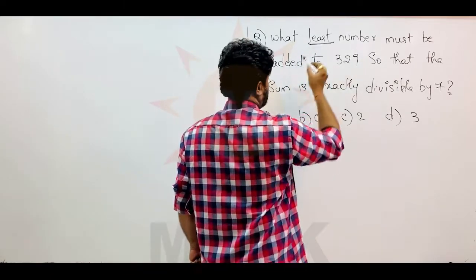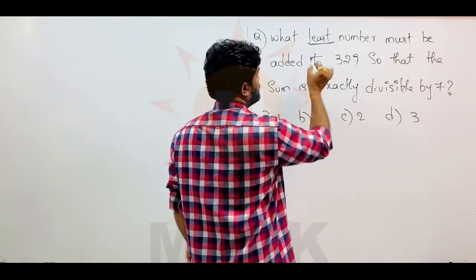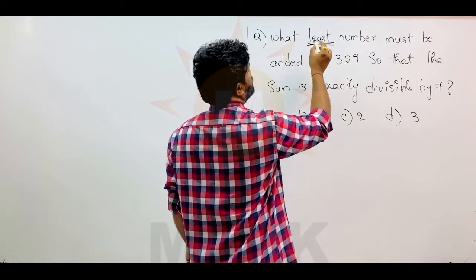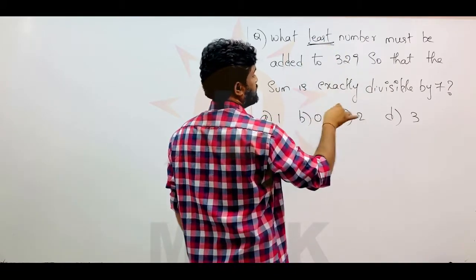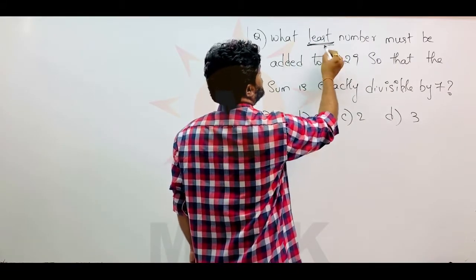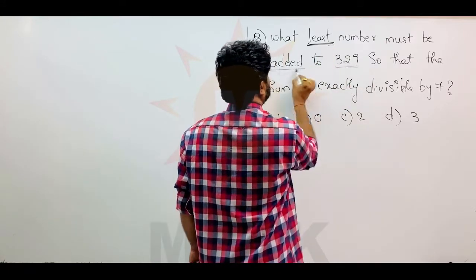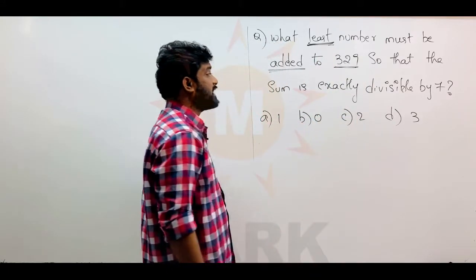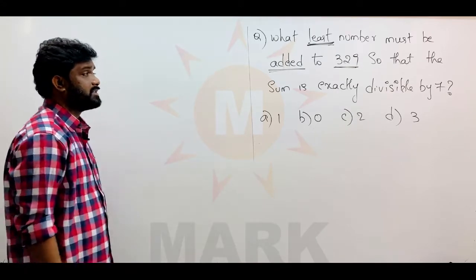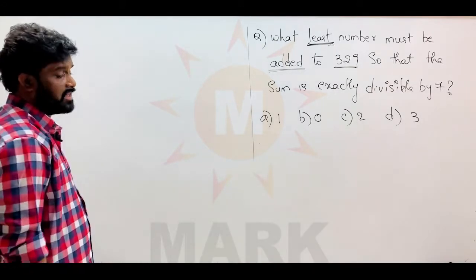That means the options are 10, 2, 9. In these options only you have to check. So what is the least number? That means the least number is in one of these options. What least number should be added to 329 so that the sum is exactly divisible by 7?